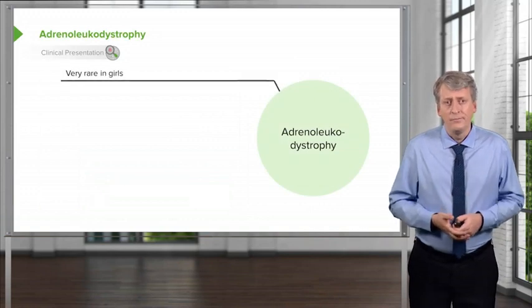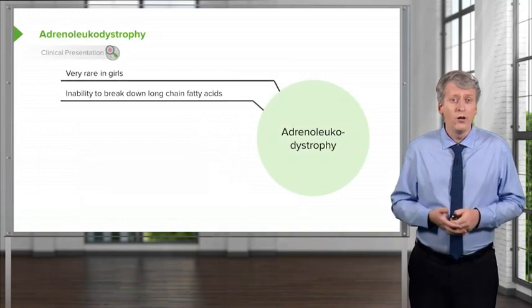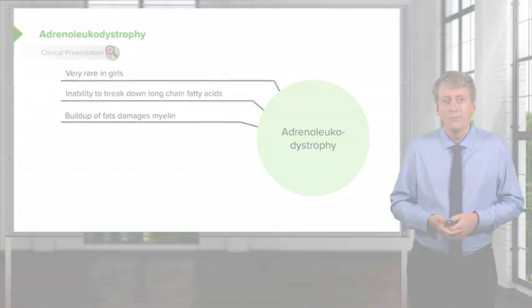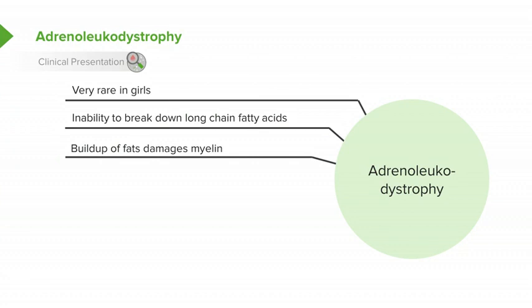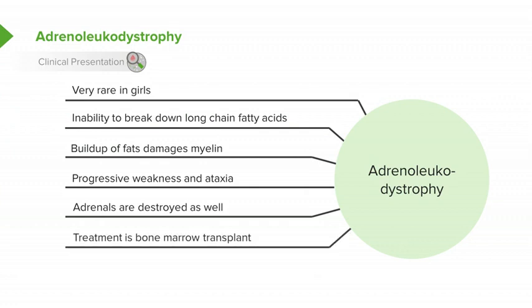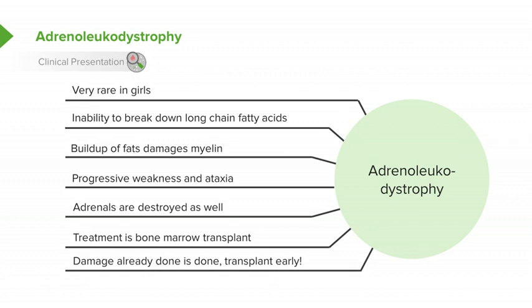Adrenoleukodystrophy. As a reminder, very rare in girls. It's an inability to break down long-chain fatty acids. There's a buildup of these fats. It damages the myelin, results in a progressive weakness and ataxia. The adrenals are destroyed as well, and the treatment is a bone marrow transplant. Damage done is done, so we need to transplant as early as we can make the diagnosis, and that may well be before neurologic symptoms occur.